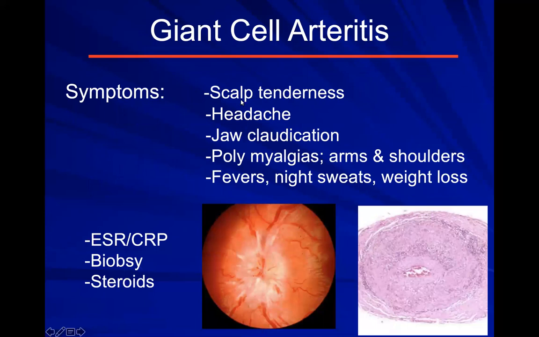It's unfortunate. They present with scalp tenderness, headache, jaw claudication, polymyalgias of the arms and shoulders, fevers, night sweats, and weight loss. Nothing to do with the eyes. You wouldn't even think of it, this is why they're missed. They have giant cell arteritis.